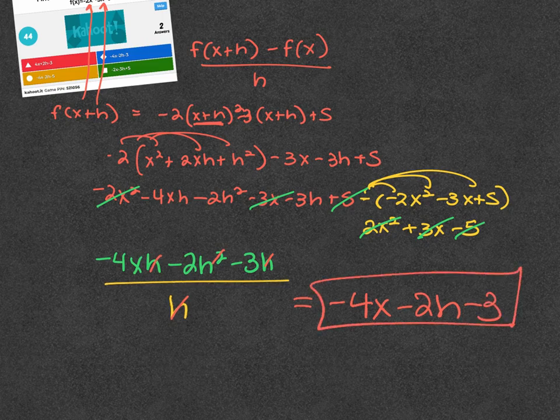Practice it, folks. It's the same steps over and over again. Practice, but be careful.